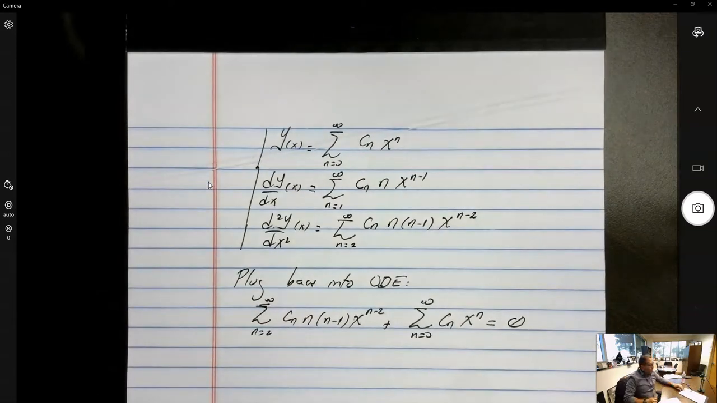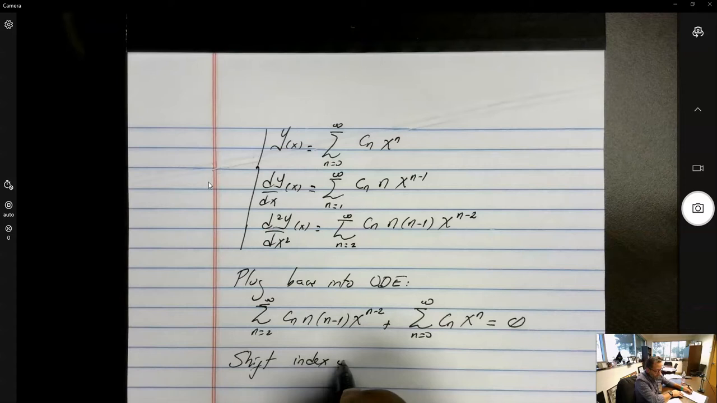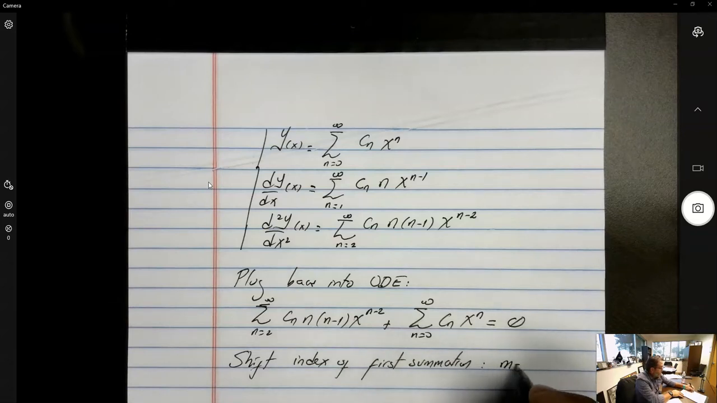So what I'm going to do now is shift the index n so that I can make the powers be exactly the same, so I can combine the two series. So I'm going to shift the index of the first summation so that m is equal to n minus 2. So I'm going to replace n minus 2 by m, right? And therefore, n is equal to m plus 2.